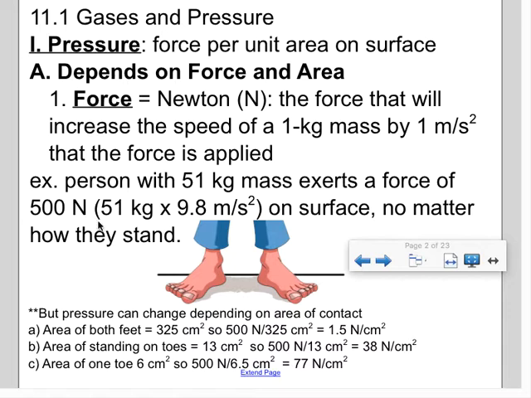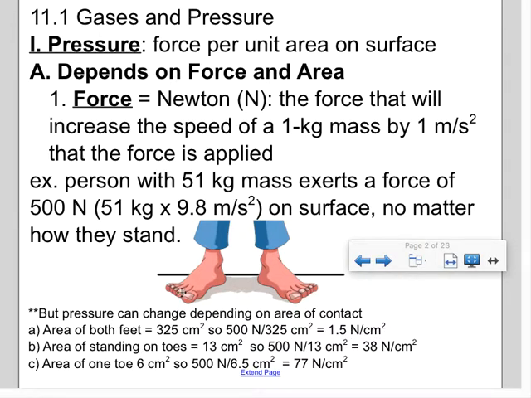And how we get that is you take the mass times the acceleration of gravity, 9.8 meters per second squared. So 51 times 9.8 is 500 newtons. However, pressure can change depending on that area of contact. So if I have both feet on the surface of the ground, and let's just say that the surface area of the feet is 325 centimeters squared, I would take 500 newtons, the force that's being exerted onto the surface, divided by the area of the feet to get my pressure, 1.5 newtons per centimeter squared.